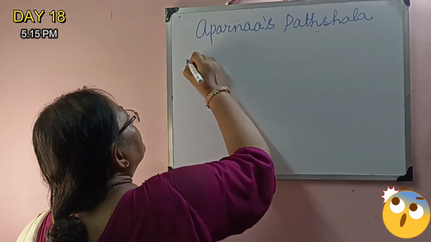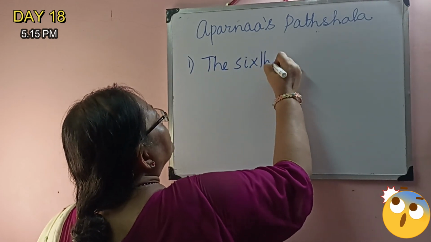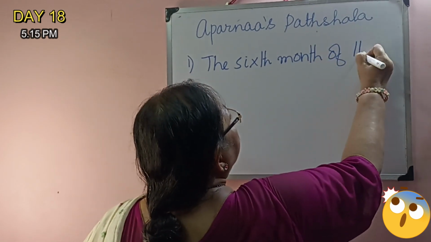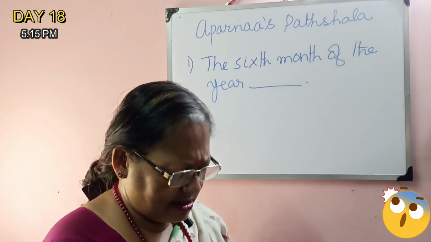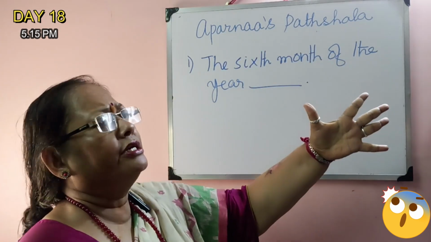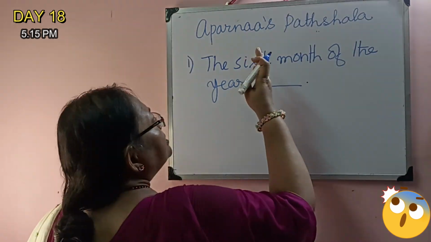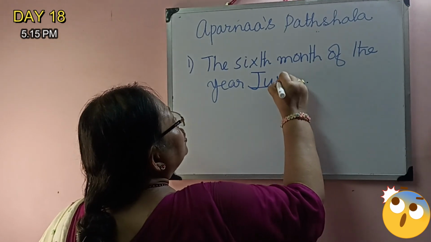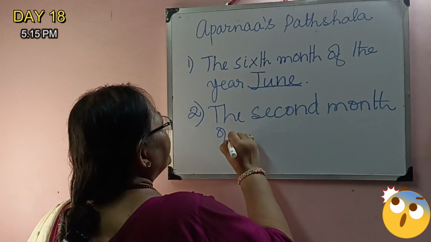What is the 6th month of the year? The 6th month of the year. Very easy. Count it. January, February, March, April, May, June. Then 5 plus 1, 6. So this is January, February, March, April, May, June. J-U-N-E, June. Next comes the 2nd month of the year.